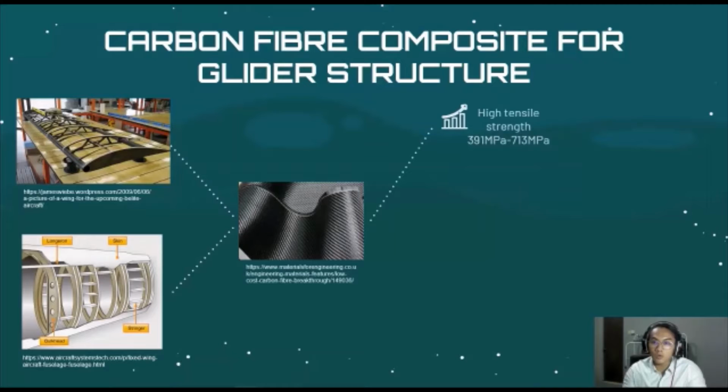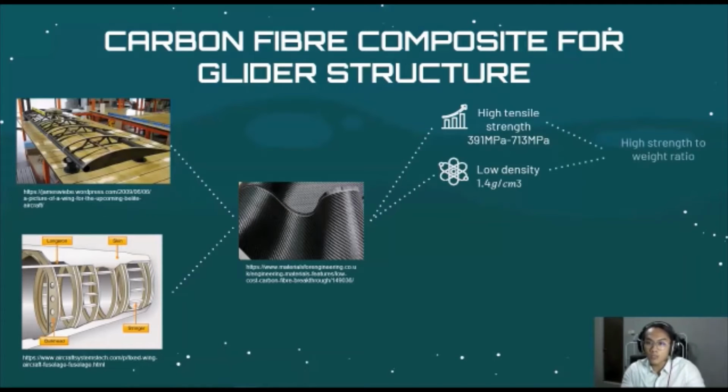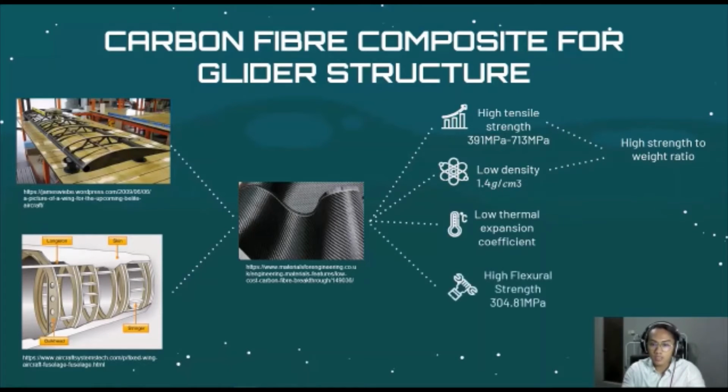The first one is a very high tensile strength, ranging from 391 megapascal to 713 megapascal. Then it is a very low density, lightweight material, at only 1.4 gram per cubic centimeter. Both of these properties combined give a material with a high strength to weight ratio. After that, carbon fiber has a low thermal expansion coefficient, and last but not least, it has a high fracture strength, which is 304.81 megapascal.